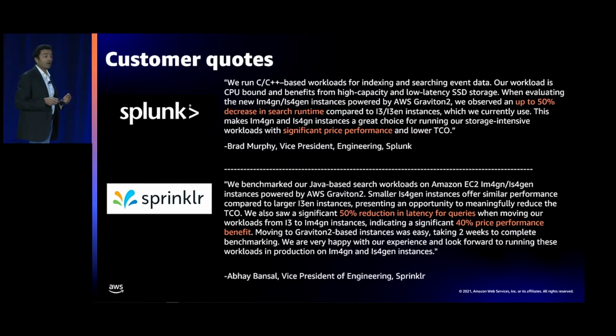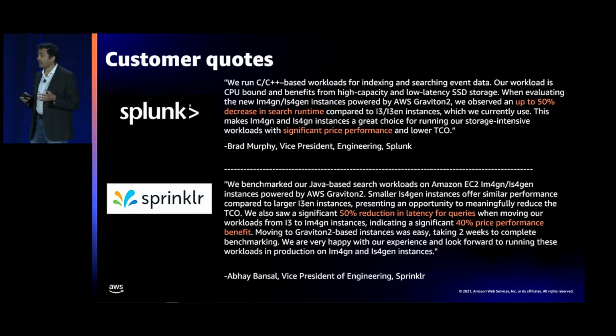Splunk tested their C, C++ Blaze indexing and search workload. They mapped all of that from the existing i3, i3EN to the IM4GN, IS4GEN based clusters, and they were able to complete that mapping in about 2 weeks. After completing the mapping, they saw a 50% reduction in their search time, which points to a significant price performance improvement and lower TCO. So they're very, very excited with the new Graviton instances.